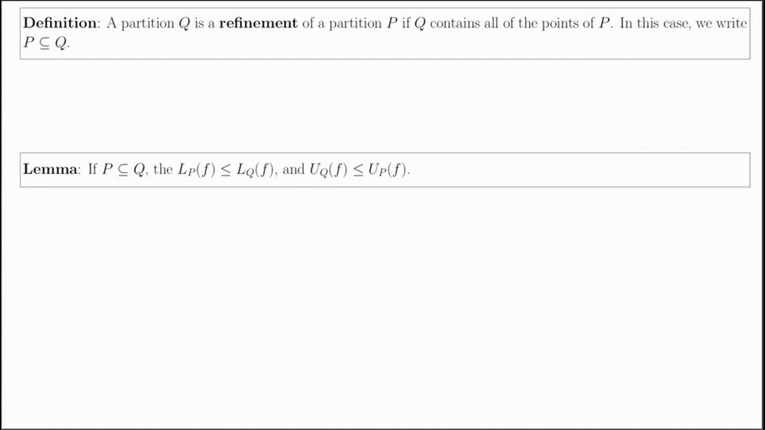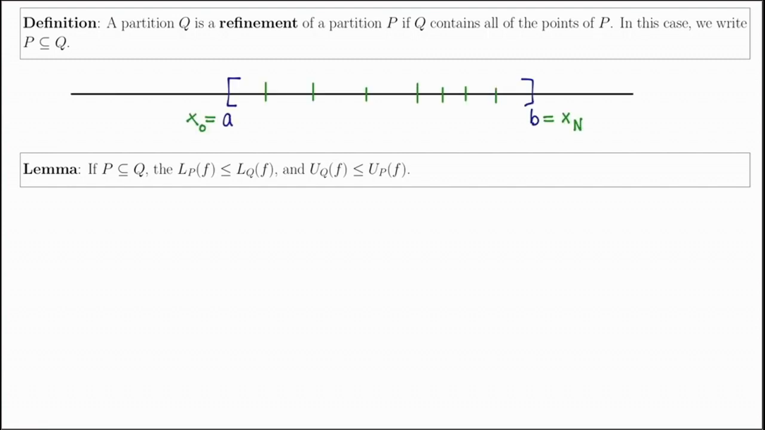Given a partition P, if we take all of the points which currently exist in P and then we add a few more, so we chop up our domain a little bit more, then we call the new partition a refinement of P. So we say that Q is a refinement of P if Q contains all of the points of P and maybe more. So if these points currently pictured are the points of P, and then I add in a few more, then what we're doing is refining our partition.